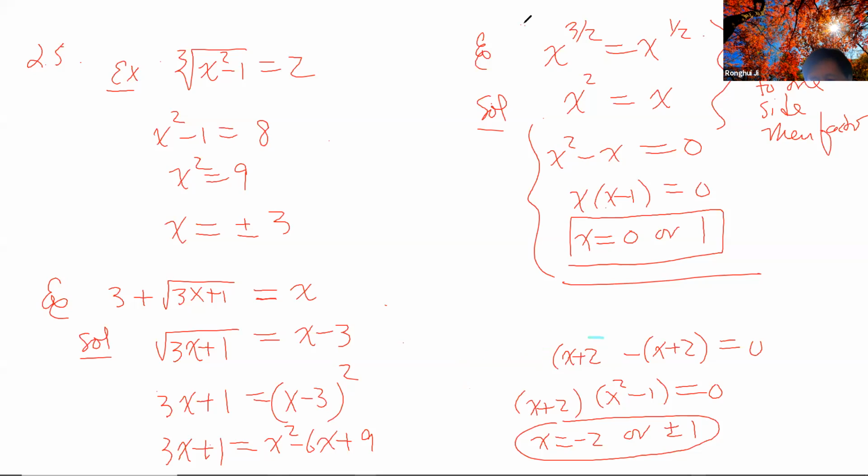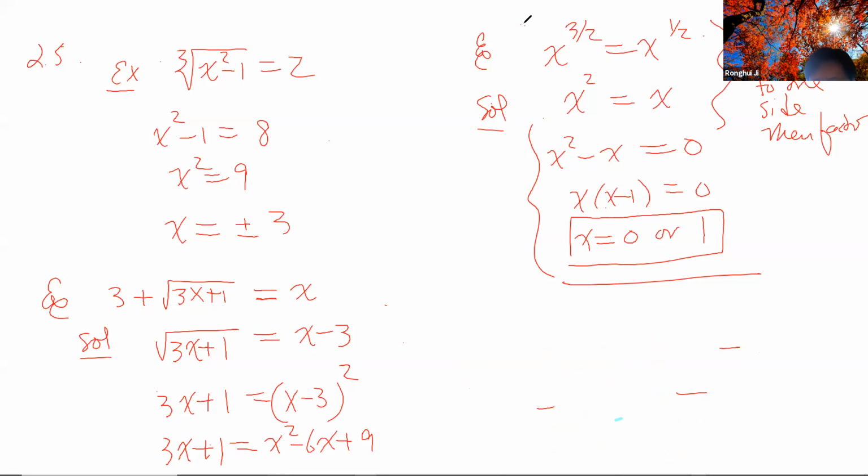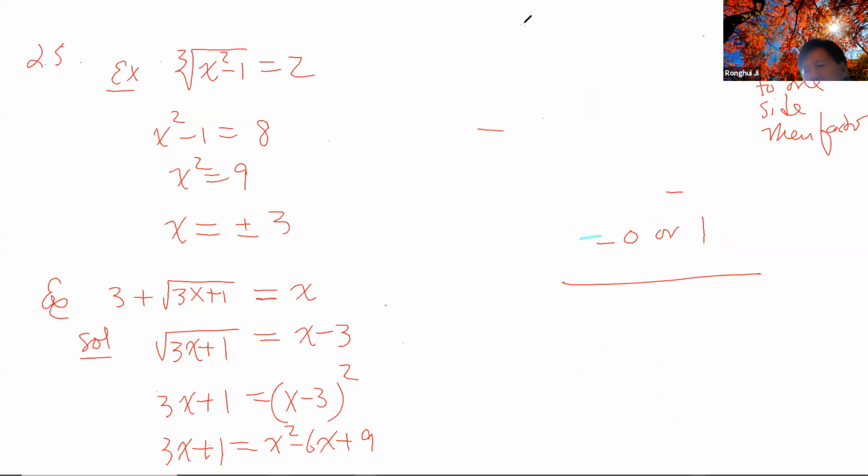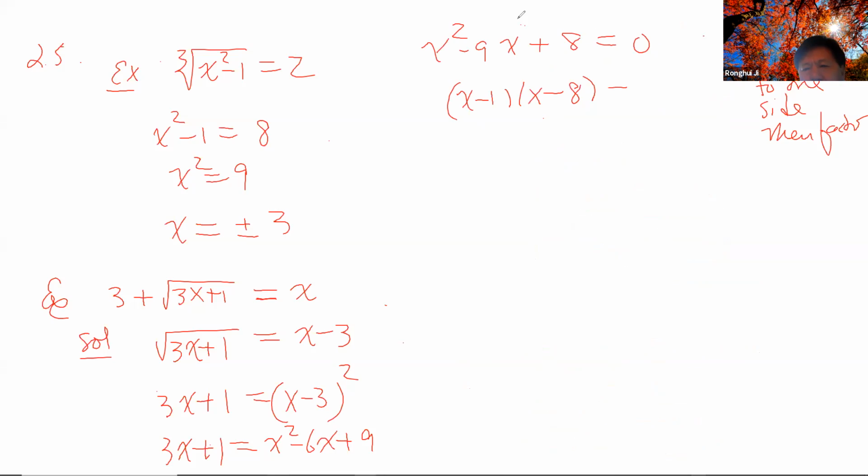Now we can move everything to one side, okay? Remember that's the general rule of solving equations: moving everything to one side, then factor. If you move the radical to one side, then you cannot factor it. So you have to clear the radical first before you do the rest. Then you get x squared minus 9x plus 8 equal to 0. Now we can factor: x minus 1 times x minus 8 equal to 0. You get x equal to 1 or x equal to 8.